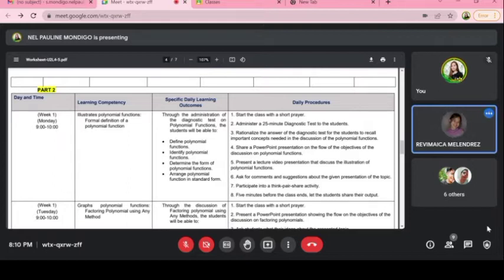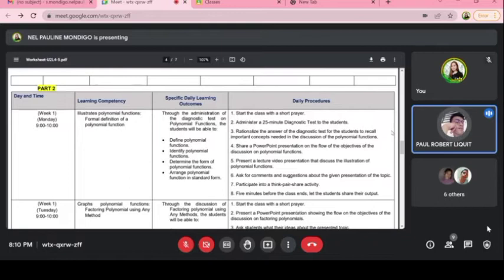Next is share a PowerPoint presentation on the flow of the objectives of the discussion on polynomial functions. Next, present a lecture video presentation that discusses the illustration of polynomial functions. Next, ask for comments and suggestions about the given presentation of the topic. Next is to engage the class in a think, pair, share activity. And the last one is, 5 minutes before the class ends, let the students share their output.